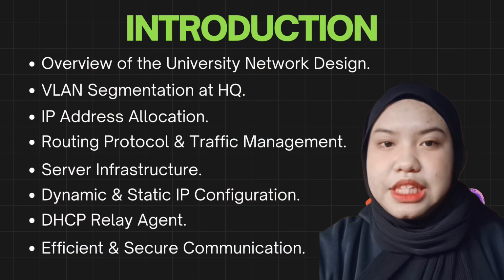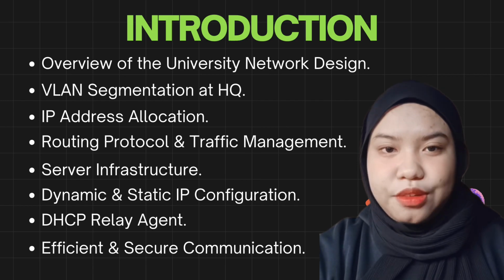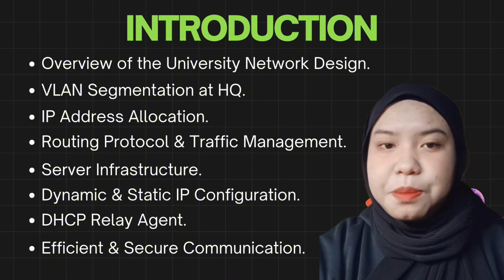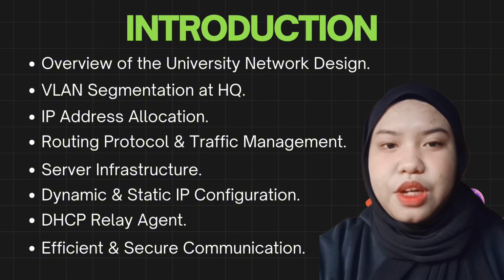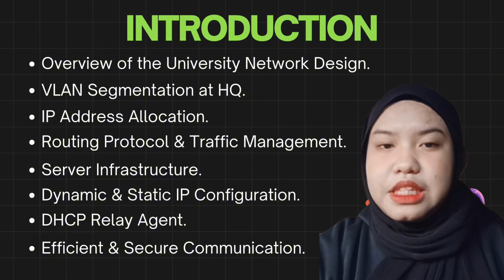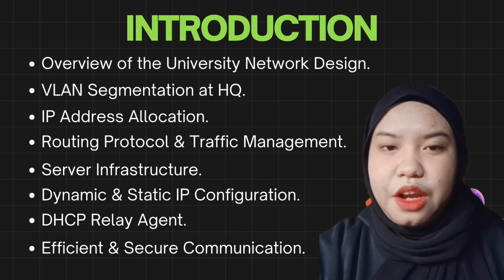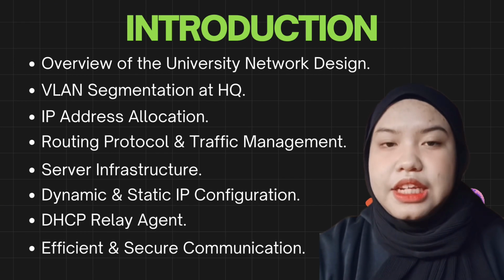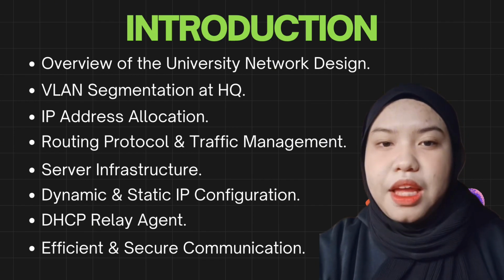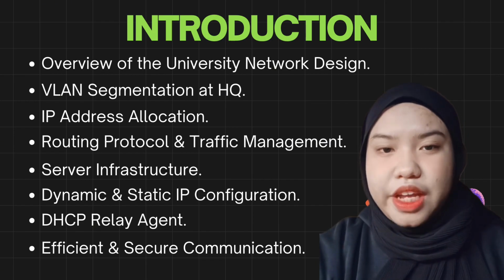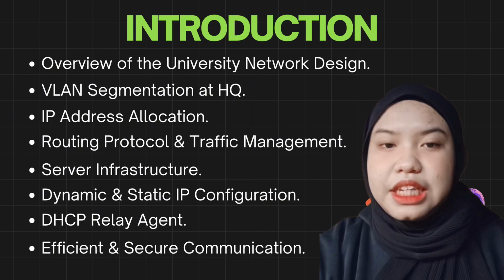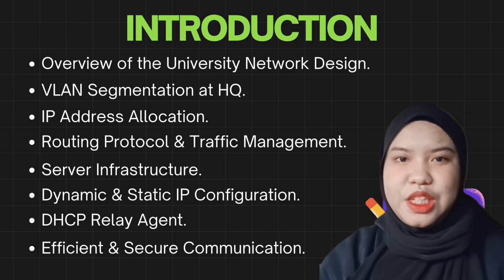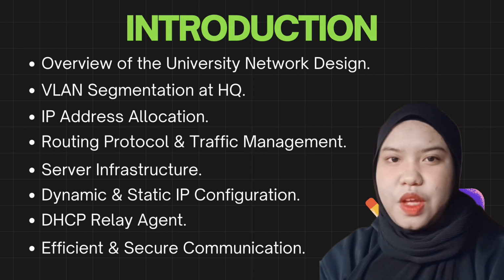Overview of the University Network Design and VLAN segmentation at HQ. This network is structured with a central headquarters or HQ and multiple branch locations such as branch 1 and branch 2. The HQ network is segmented into multiple virtual local area networks or VLANs identified as blue, red, and orange. These VLANs are designed to isolate and manage traffic for different groups of devices, ensuring efficient communication and enhanced network performance.